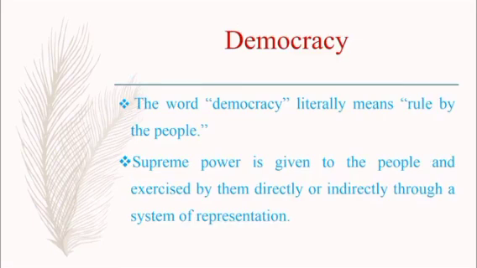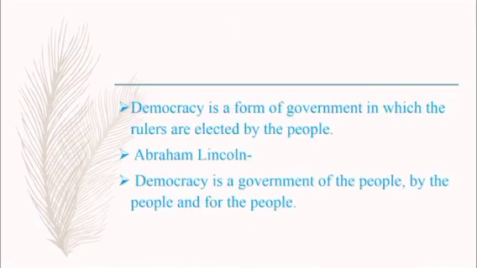Next, we are going to learn about democracy. The word democracy literally means rule by the people. In other words, supreme power is given to the people and exercised by them directly or indirectly through a system of representation. So, democracy is a form of government in which the rulers are elected by the people. According to Abraham Lincoln, democracy is a government of the people, by the people, and for the people.